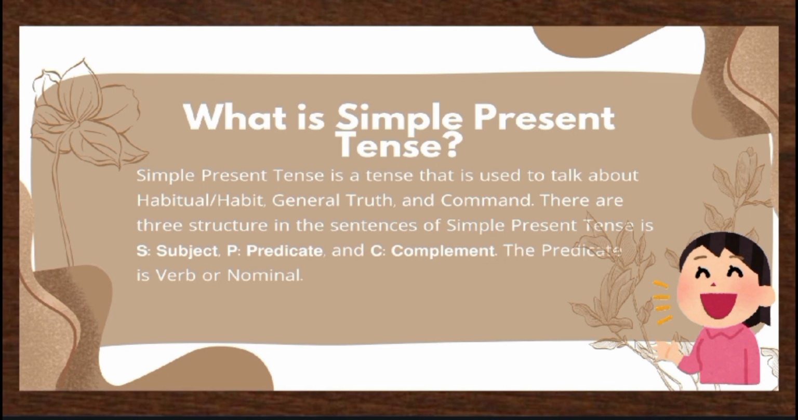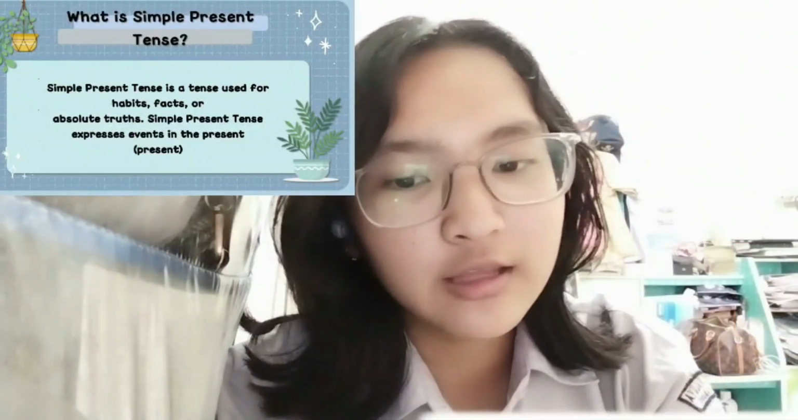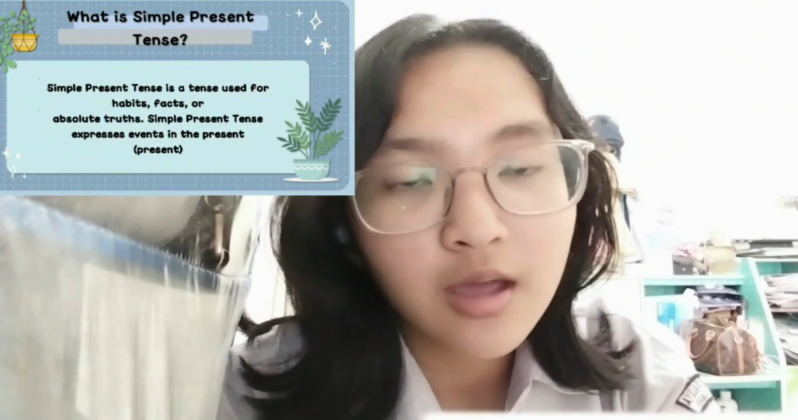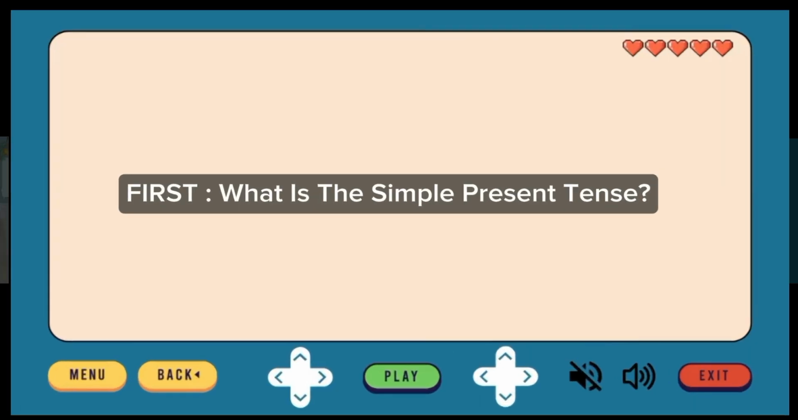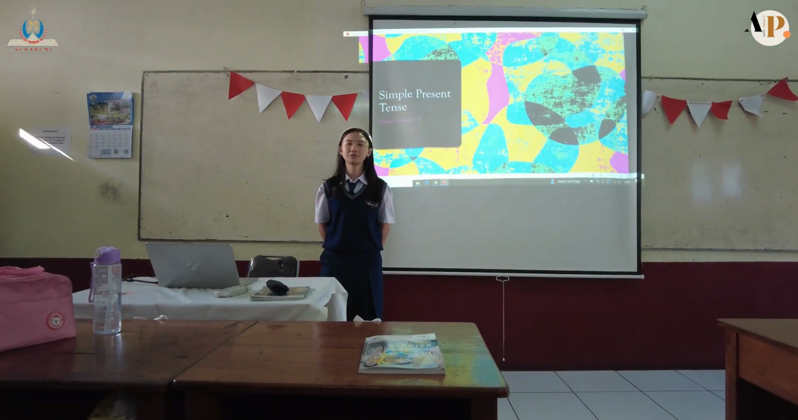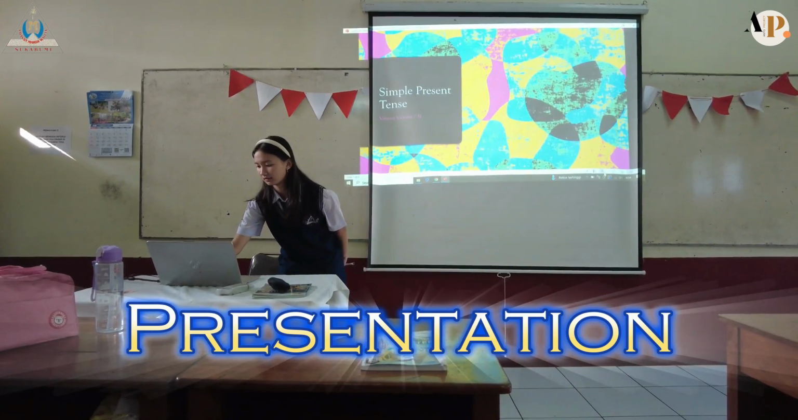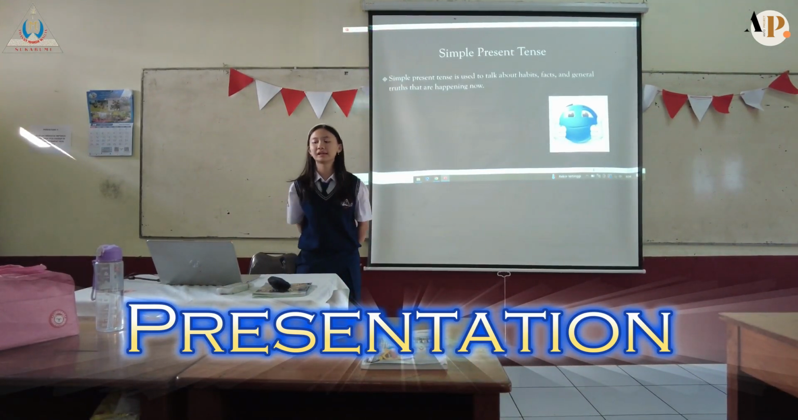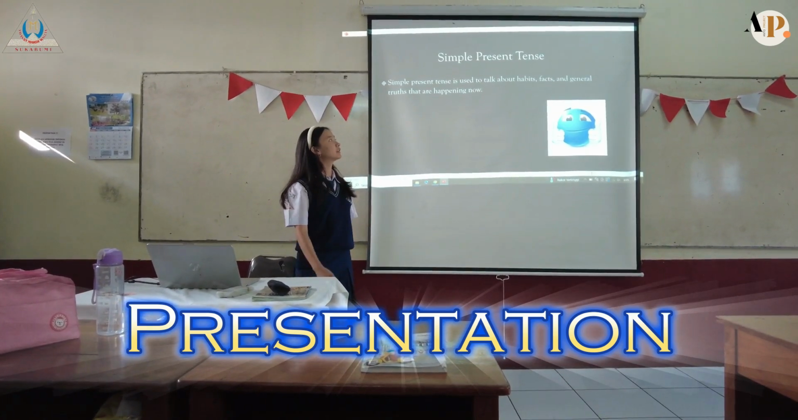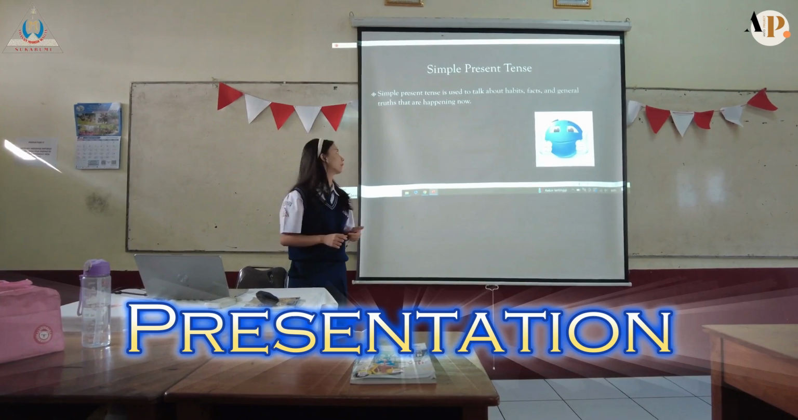Talk about habitual. What is the meaning of simple present tense? First, what is the simple present tense? Simple present tense is used to talk about habits, facts, and general truths that are happening now.